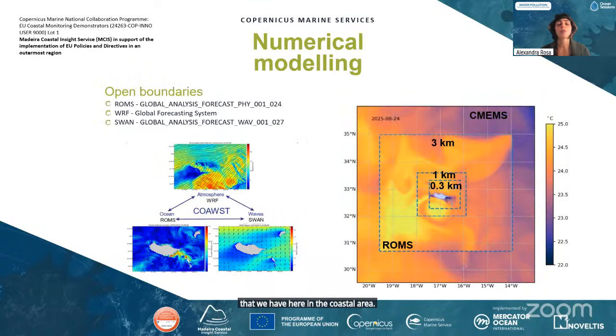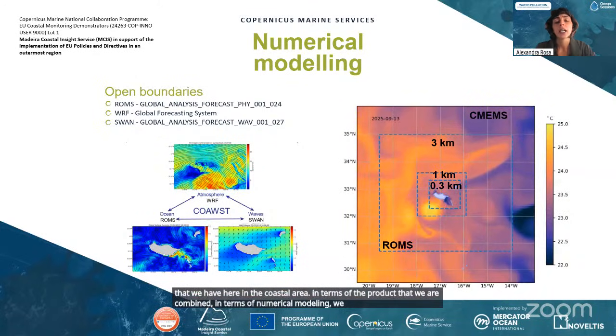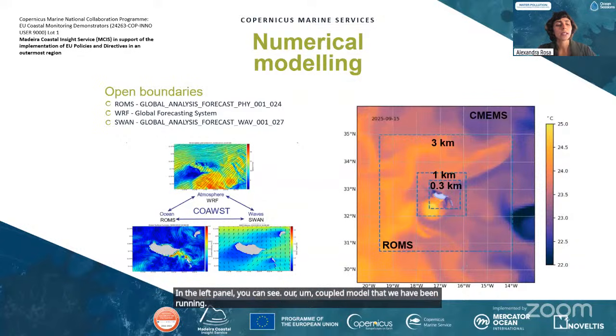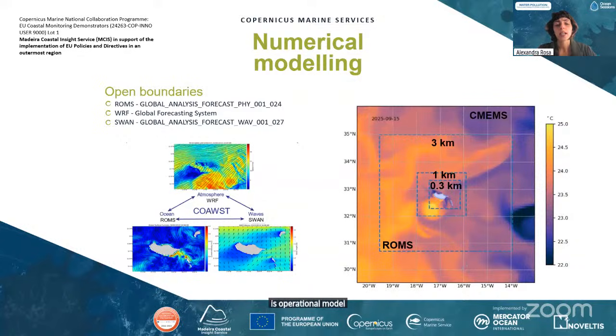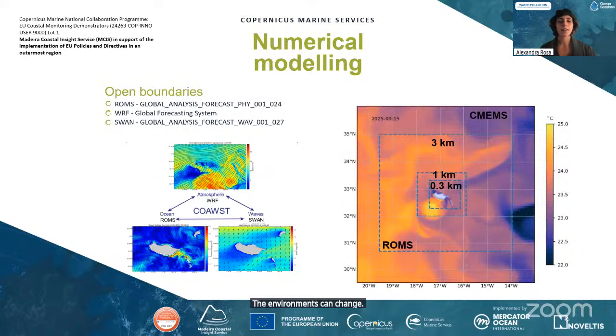In terms of the products that we are combining, in terms of numerical modeling, we have been using Copernicus data for several years. In the left panel, you can see our coupled model that we have been running as an operational model for more than 10 years. It's a coupled model which is able to predict the conditions in the ocean, in the waves, and in the atmosphere, and the different environments can exchange information between them.